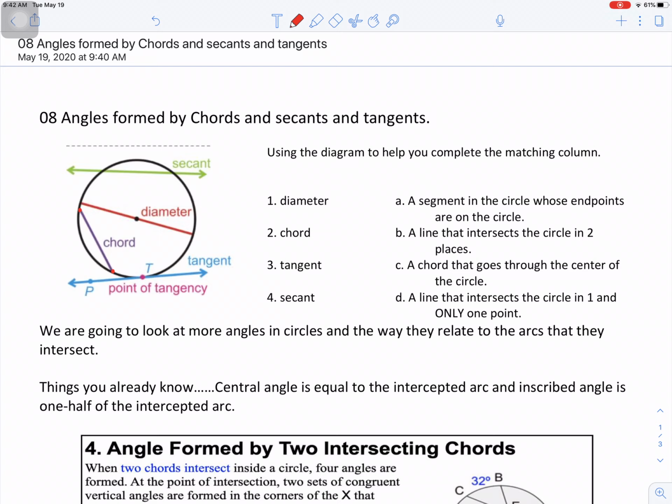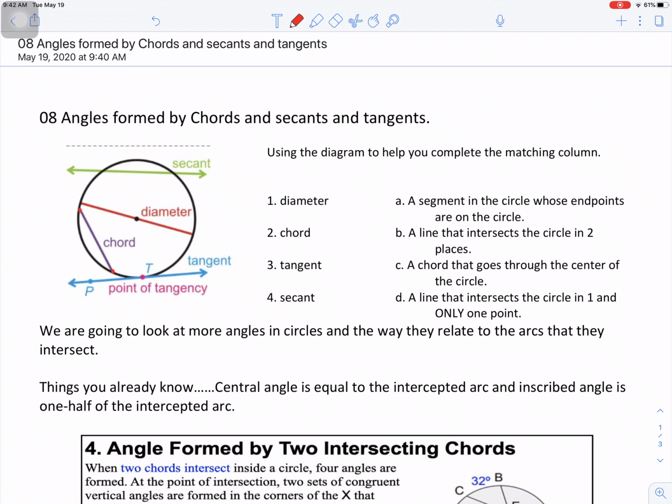Okay. A tangent is a line outside the circle that hits the circle at one point called the point of tangency, where it is a tangent, okay? So a tangent stays outside the circle and it hits the circle in one point. And in this case, the tangent is PT. It is blue. It's a line outside the circle hitting the circle at one point.